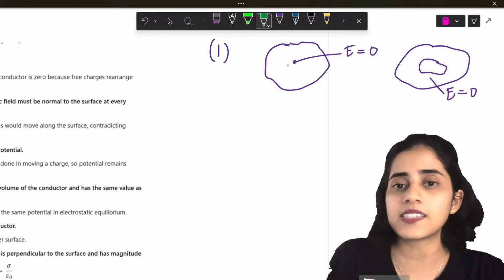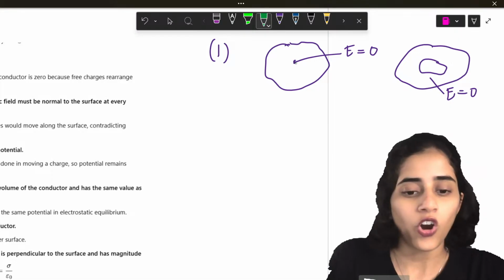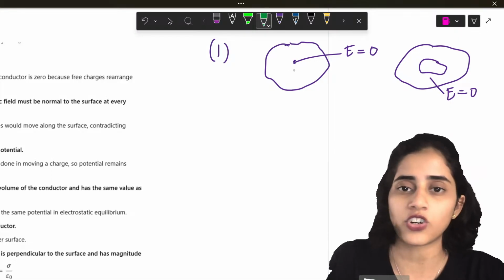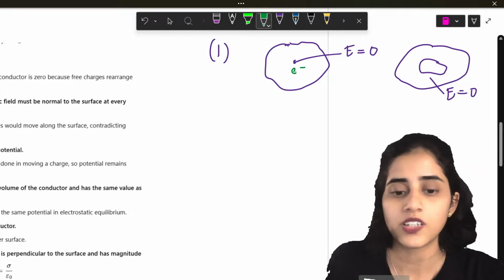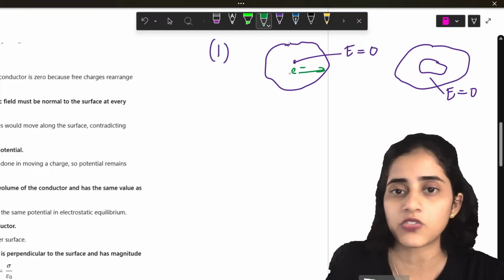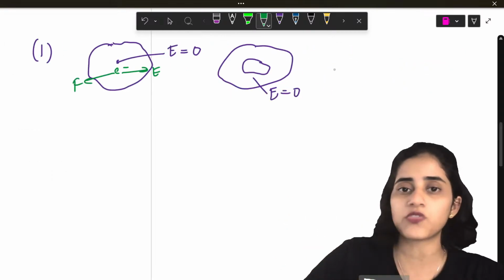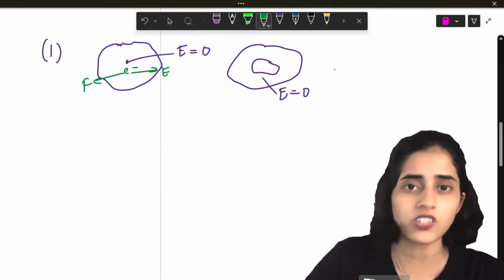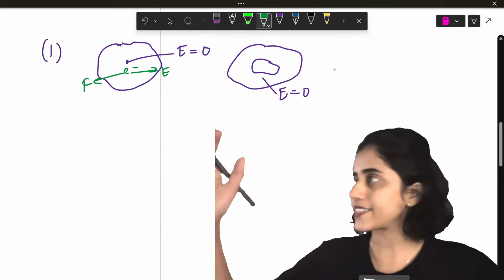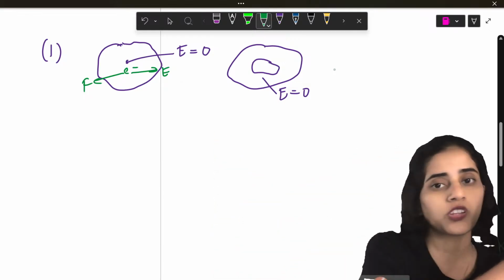See, inside the conductor, let's say there's an electron. Now, if there is an electron, what happens? There will be an electric field, there will be a force. Force and electric field will always be in opposite directions. If the electric field is in this direction, the charge will experience a force in the opposite direction.